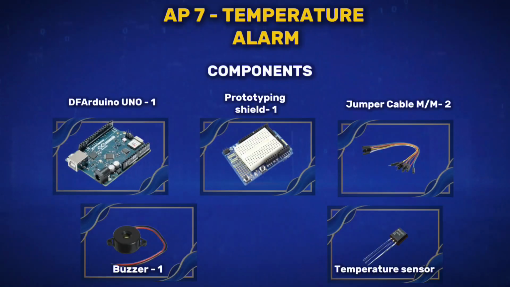The components we use for the Arduino project 7 temperature alarm are an Arduino Uno R3, a prototype shield, jumper cables (male to male, 5 pieces), 1 buzzer, and 1 temperature sensor.